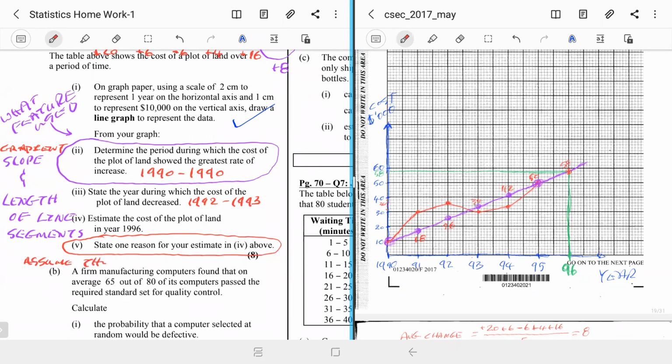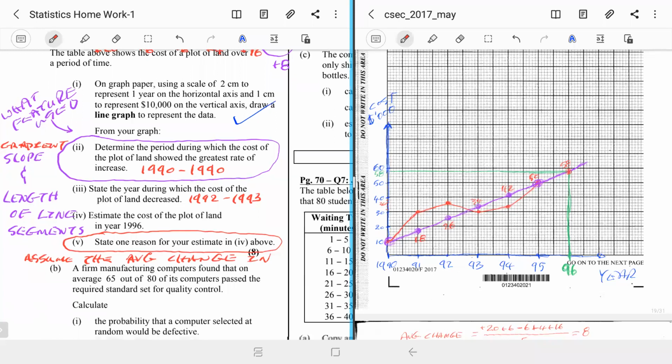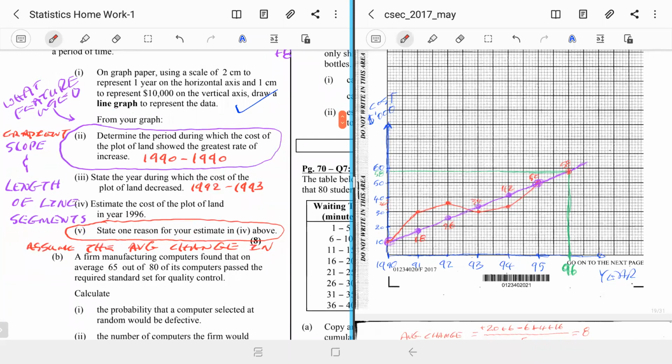the average change in cost. I don't need to write it. The average change in cost, write it here, so, will remain constant. It means the same.